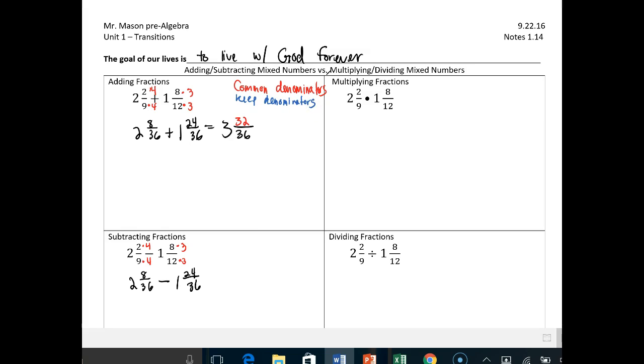All right. The last thing we need to do in this problem is simplify, because 32 and 36, I can divide them both by 4. This was a proper fraction. It's not like I had to change it from into a mixed number and add it back. But I get my answer of 3, and 32 divided by 4 is 8/9. Let's finish up the subtraction one.